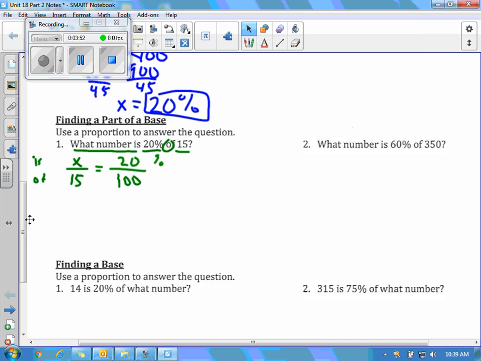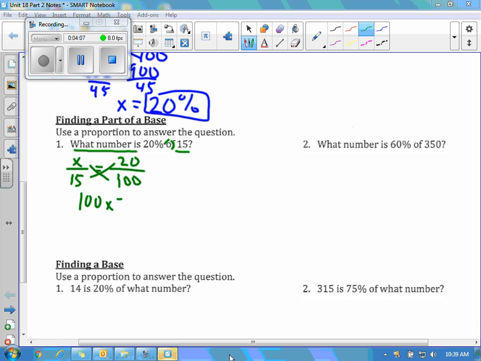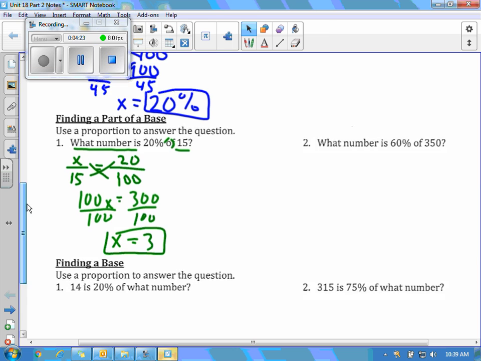Notice, again, these were just to remind you, when I take 20% and put it into the proportion, the percent sign is gone. It's 20 over 100, which is the same thing as 20%. So now I can cross multiply and divide. I'll get 100x equals 300. Then I can divide both sides by 100. I'll get x equals 3. So 3 is 20% of 15. Alright, number 2 I'll leave for you guys.